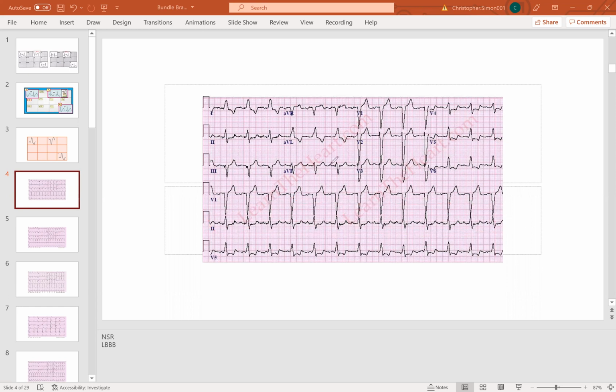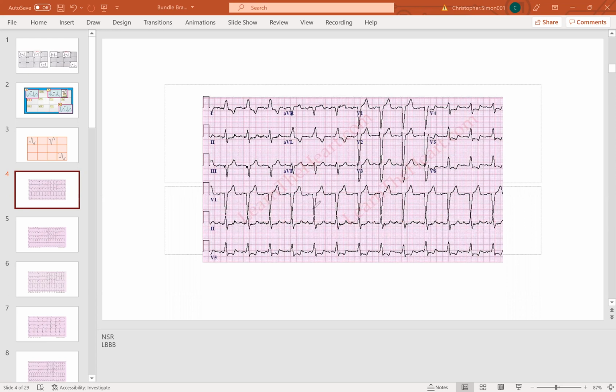So first thing I'm going to ask myself, do I have P waves? Yes, I do. Yes, I do. So on and so forth. Do I have a P for every QRS? Yes, I do. And do the P waves have the same morphology?